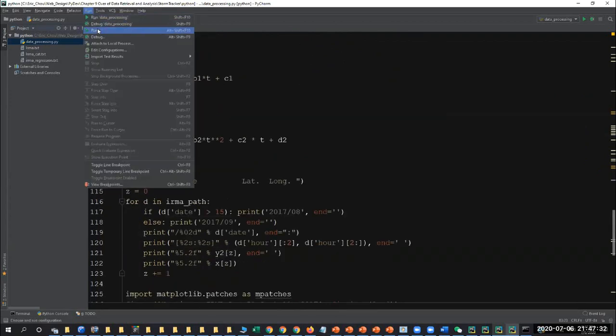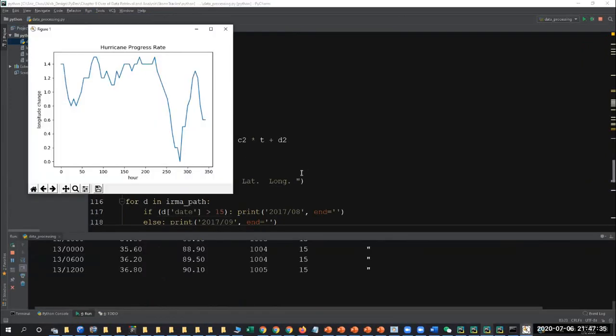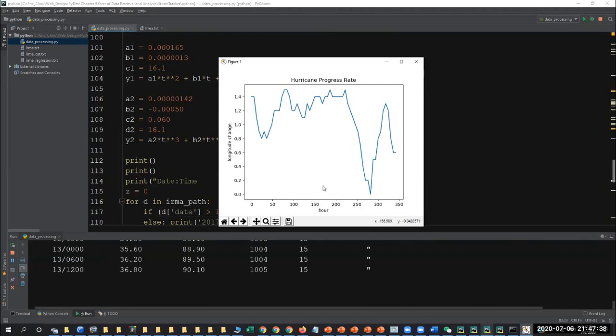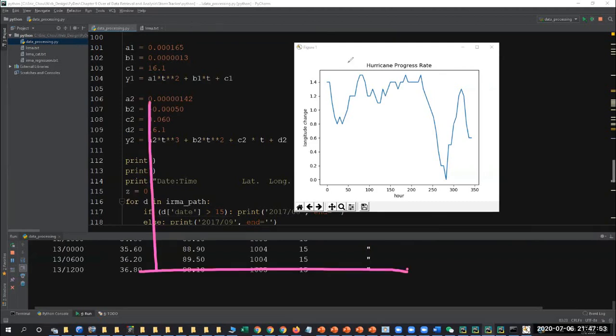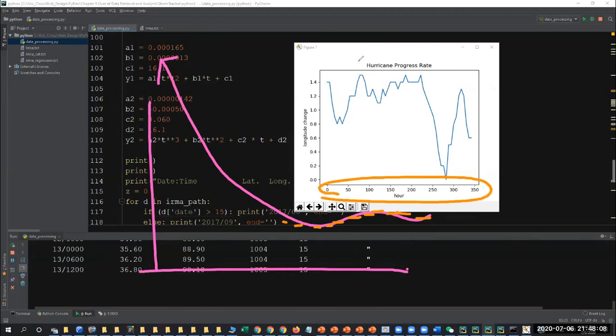So let's see. Here I show you the hurricane progress rate. Hurricane progress rate means every hour, how much longitude changes. I have a chart where I'm recording the difference between every hour, how much Irma moved during different days. And you can see that here it slows down. Most of the time, it keeps this kind of rate to progress.